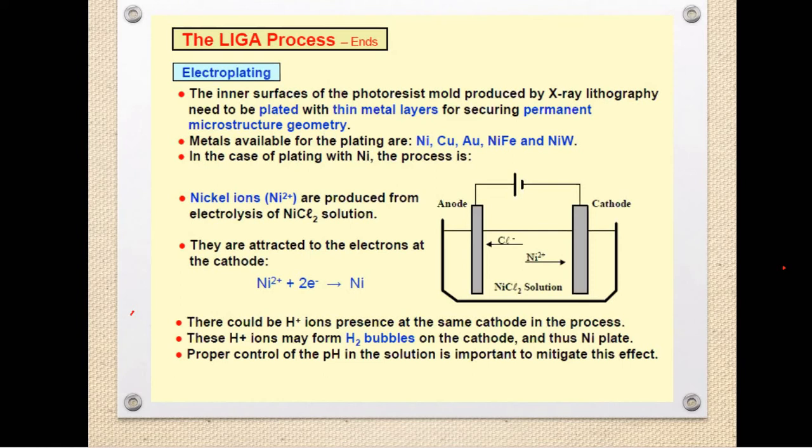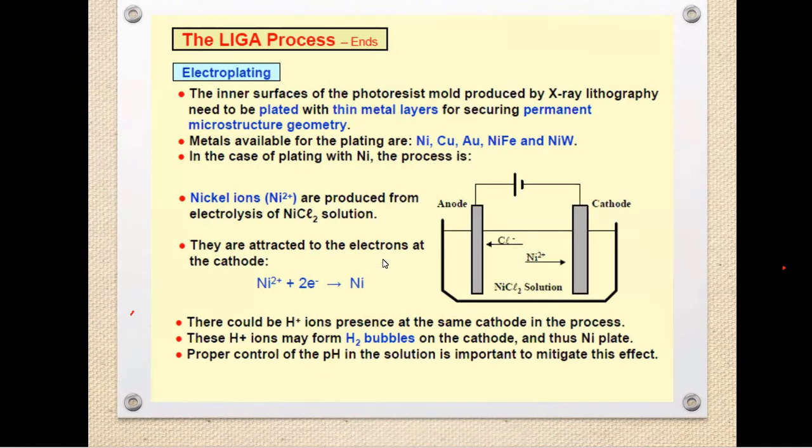We are just controlling the pH of the solution, the temperature, and the current density in the electrolysis process. These things will control the formation of hydrogen, so that we are able to minimize the non-uniform plating. So this is about the LIGA process.